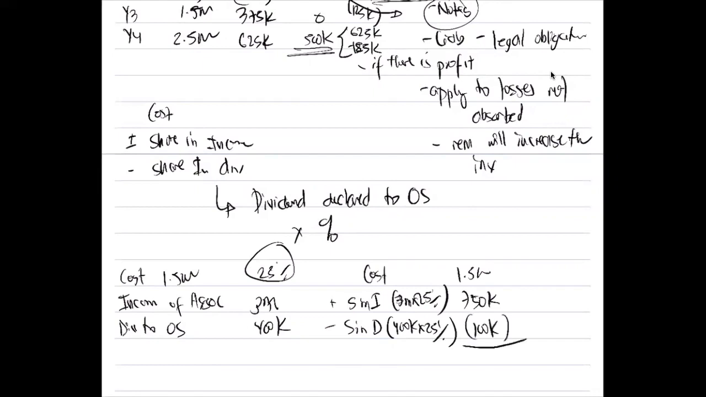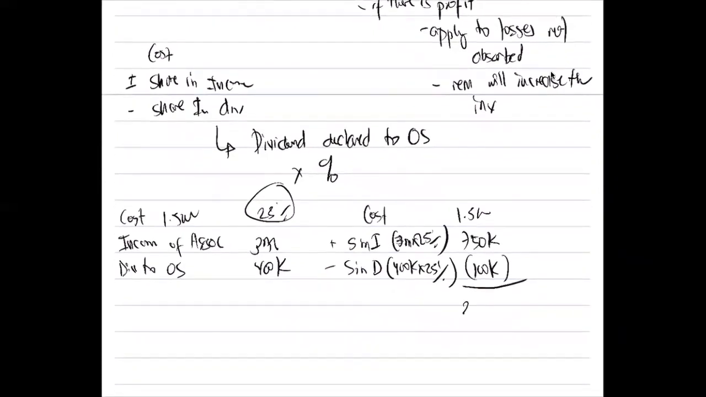So what is the balance? 1.5 million plus 750,000 less 100,000. We have 2,150,000 pesos. Okay, so that's it for our subsequent measurement. Take note the effect of dividend here. Unlike in your dividends before, where it is treated as an income, here it is treated as a reduction in the investment.